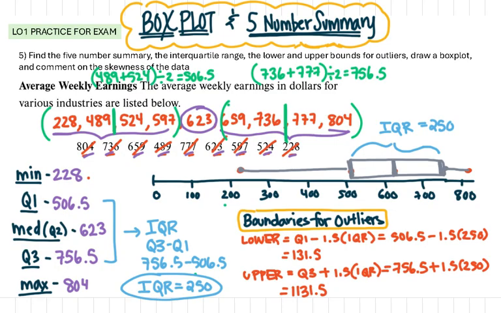However, if you look at our scores, they're all within those lower and upper bounds. So I would say for this particular set of data, there are no outliers.